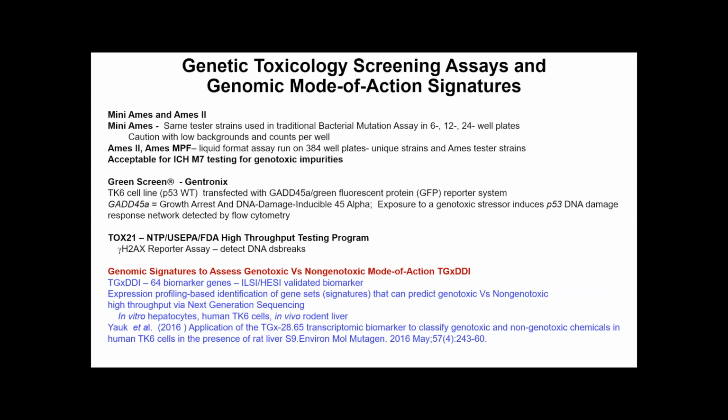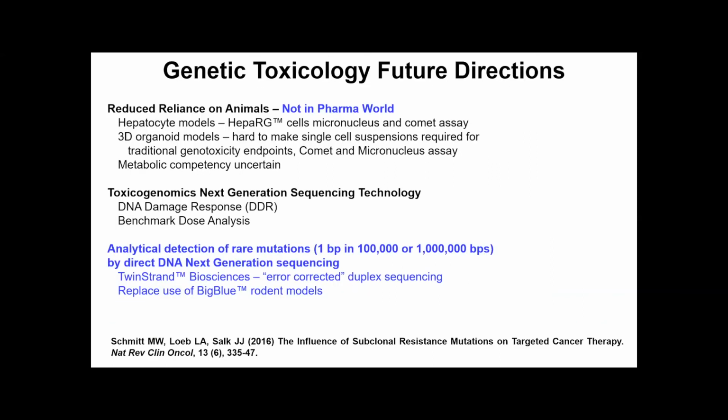Basically, you can do this, get an idea, but for preclinical safety assessment, drug world, it's not useful. It is useful for research, EPA, those kind of folks. Future directions: reduce reliance on animals. Again, this is how we got a grant here using HepRG cells. Toxicogenomics, there is a lot of effort on gene expression profiling to develop benchmark dose. And finally, the analytical detection of rare mutations.